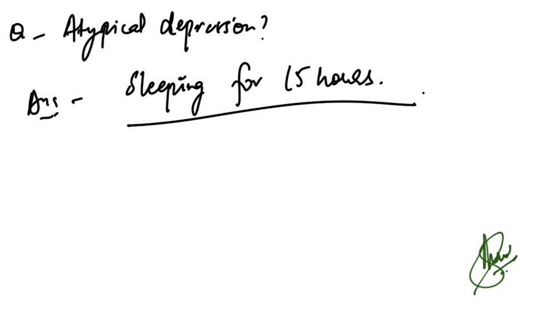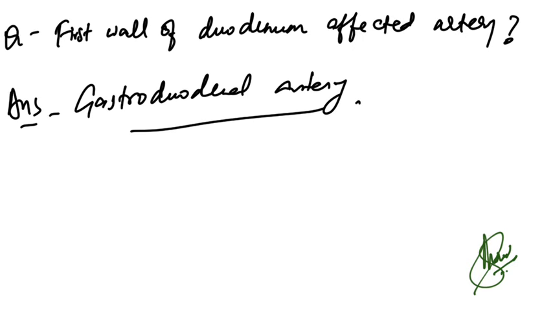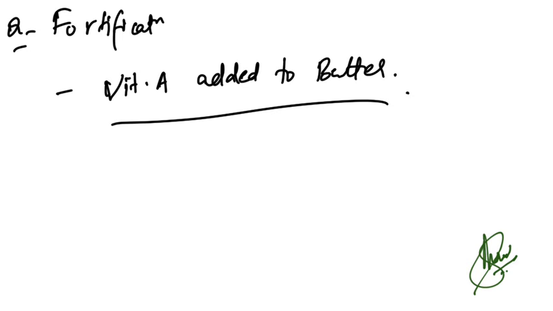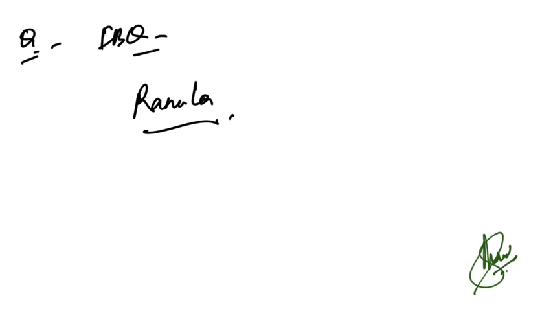And now, atypical depression: sleeping for 15 hours is the correct answer for this. That is for atypical depression. Now, first part of duodenum, which artery is affected if any injury is there? The gastroduodenal artery is present at the first part of the duodenum. That will be affected. Now, fortification: vitamin A is added to butter. This is the correct answer for fortification nowadays.